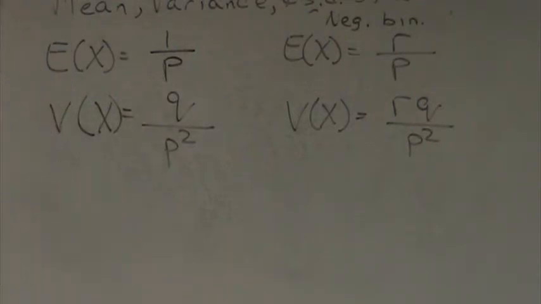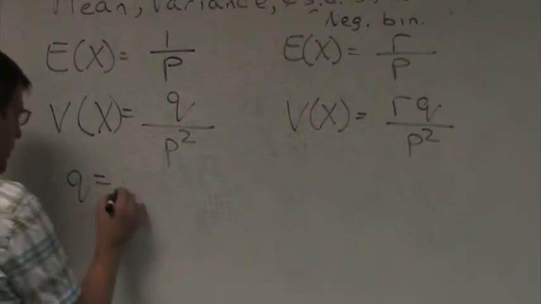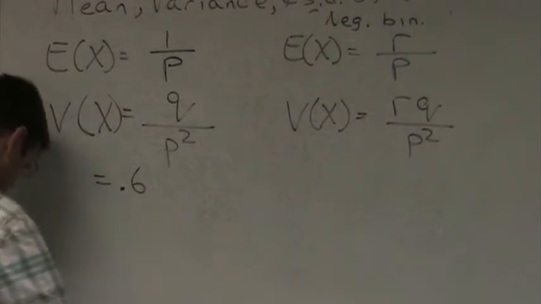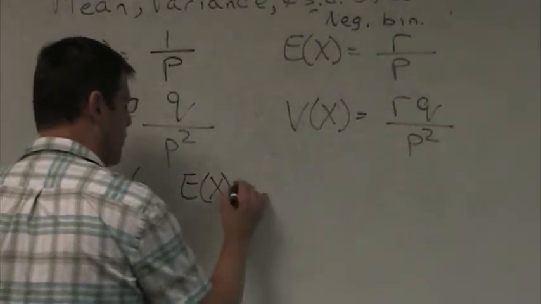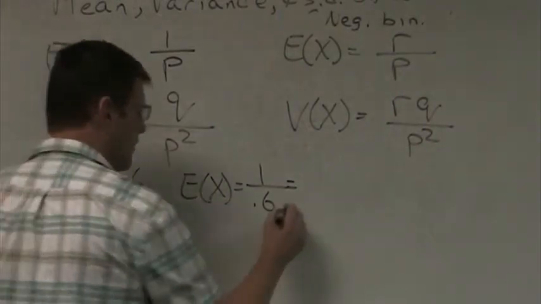So going back to that game I was mentioning at the beginning, the minute to win it, in that scenario we had q equal to 0.6. Sorry, we had p equal to 0.6. So if we wanted the expected number of trials until the first time somebody failed to complete a task, the expected value of x would be 1 over 0.6, which works out to be 5/3.